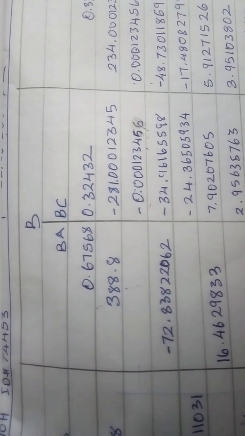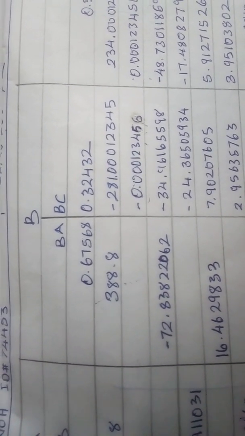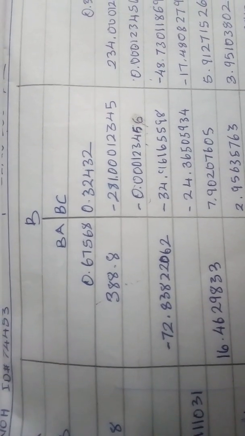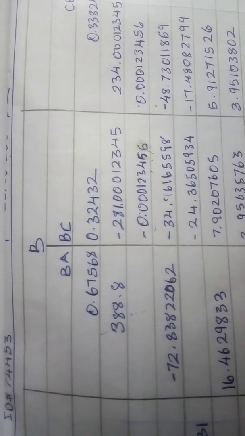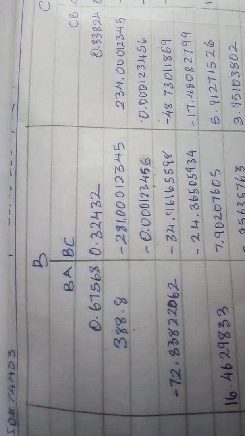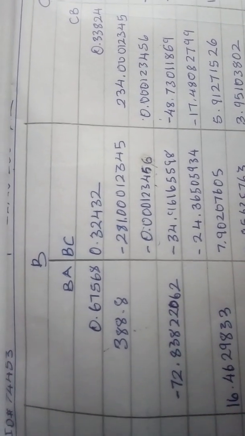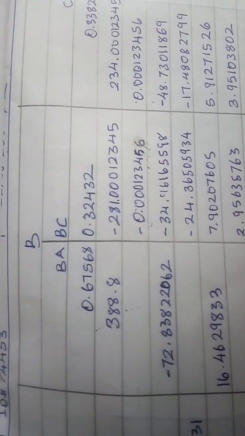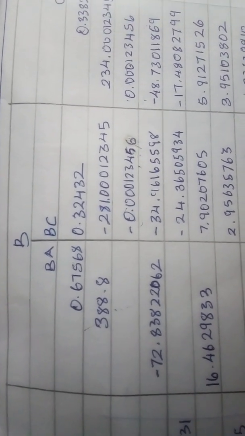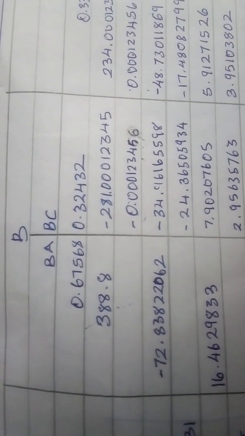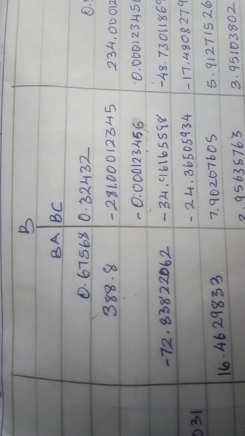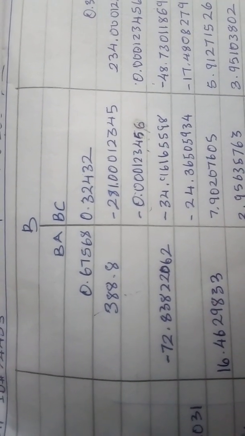So the excess 108 is distributed at joint B according to distribution factors. When you take 67%, you get minus 72.8. And when you take 32.432%, you get 34.166. When you add these two, you get 108.